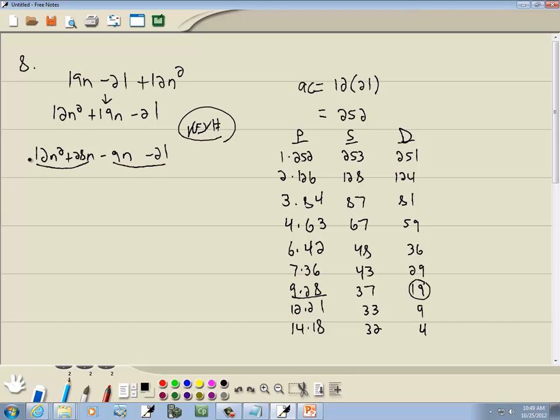Then use factoring by grouping. First two terms have a 4n in common, and that gives us 3n plus 7. Second group, first term's negative, so I know negative comes out, and they're both divisible by 3. So that gives us 3n plus 7. Well, now they both have a 3n plus 7, so I'll factor that out. And that leaves us 4n minus 3. That seems weird. 12n squared minus 9n.